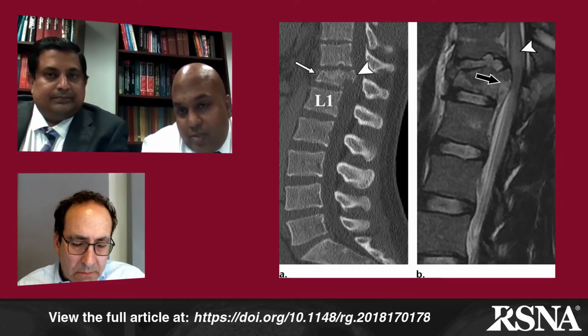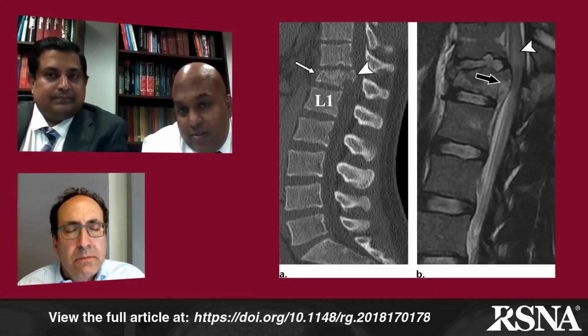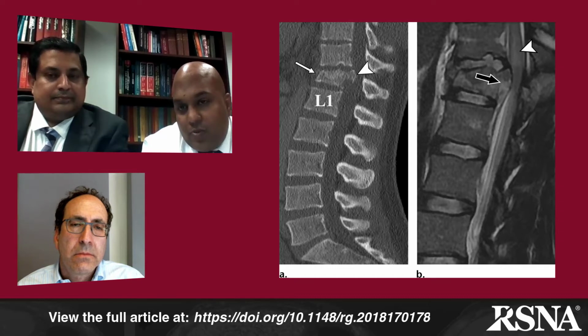The T2-weighted sagittal MR image demonstrates the burst fracture with diffuse marrow edema. The arrow points to retropulsion of the posterior cortex of T12, and the arrowhead points to the conus medullaris, which is compressed and demonstrates high T2 signal due to cord edema. Right.